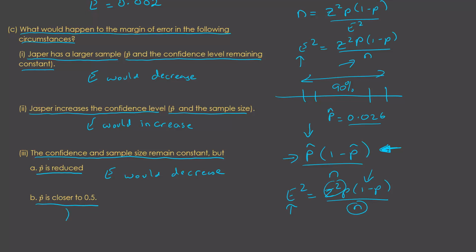However, if p hat is closer to 0.5, we know that then p 1 minus p gets bigger, so E would increase.